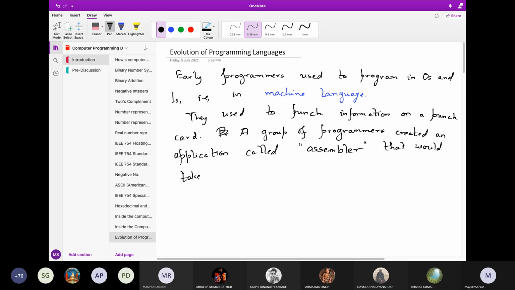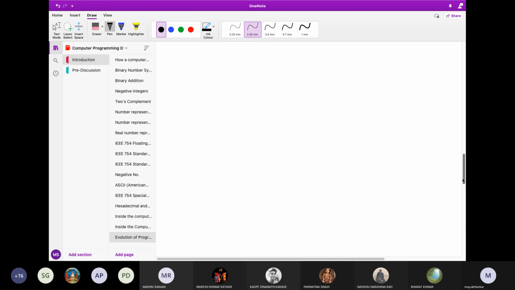That would take commands in pure English language. By that time, the era of punch cards was also done. The keyboard was coming, a very small version of an operating system had appeared in the world, and so on. That would take commands in pure English language. But remember, they wrote this assembler in terms of zeros and ones. It was an extremely difficult program, and they wrote it successfully.